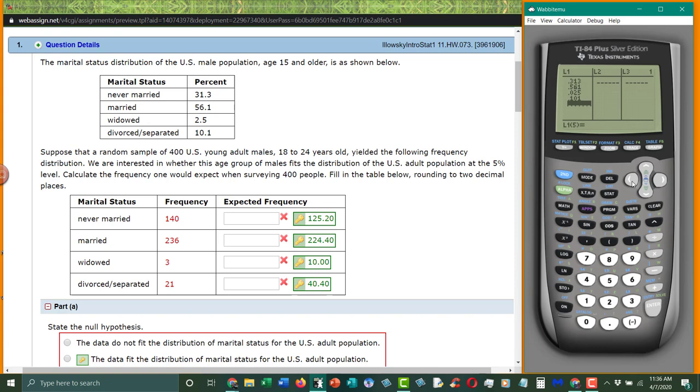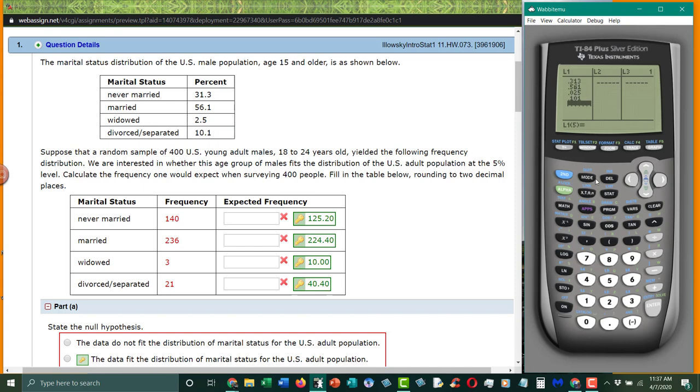Now, what we have to do is take this percentage and multiply it by how many people were actually surveyed. In this case, we surveyed 400 people. The question's a little weird, so I'm not even going to bother asking. 15 and older, never married, married, widowed, and separated. I hate to know that 15-year-old widow, because that's just sad.